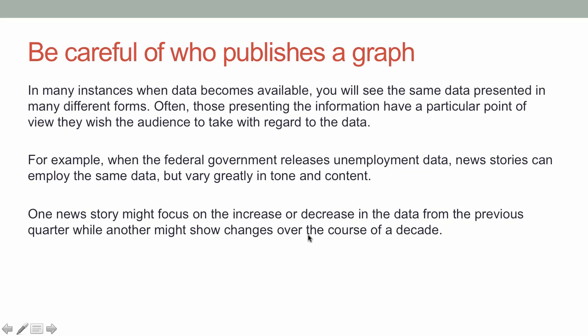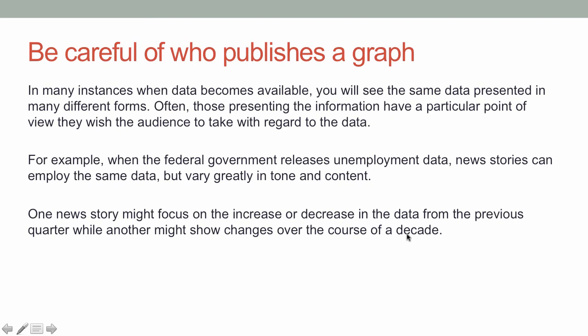So to wrap it all up for that, be careful of who publishes a graph. In many instances when data becomes available, you'll see the same data presented in many different forms. Often those presenting the information have a particular point of view that they want you, the audience, to take with regard to the data. For example, if the federal government releases unemployment data, a news story can say one thing about the data, but a different news story could say something else. They can vary greatly in tone and content. One news story might say, wow, look at the increase or decrease from the previous quarter. But another one might show changes over the course of a decade.